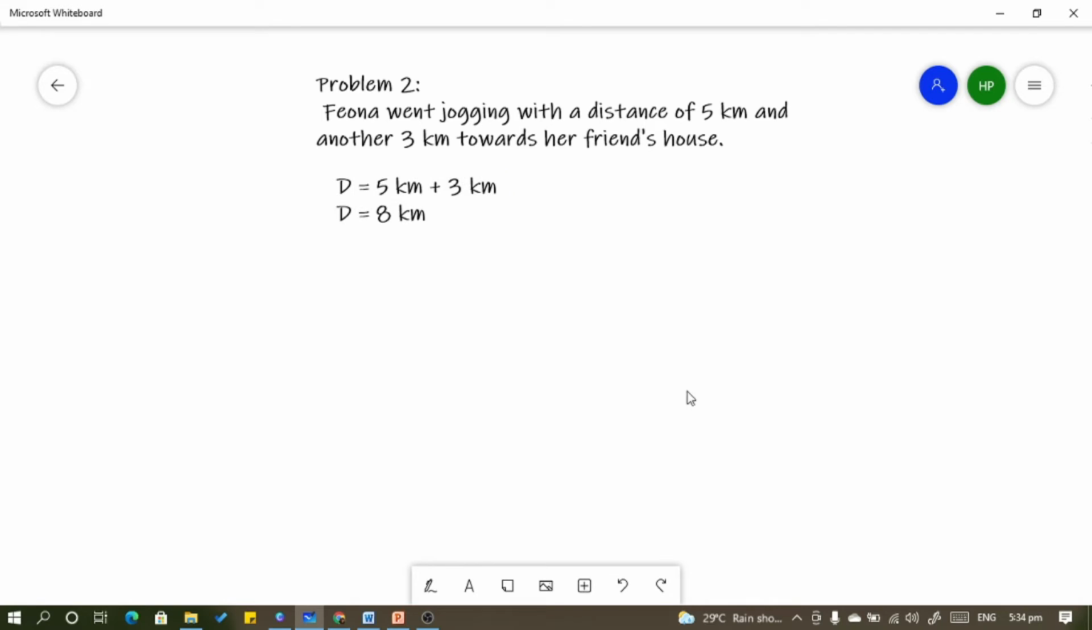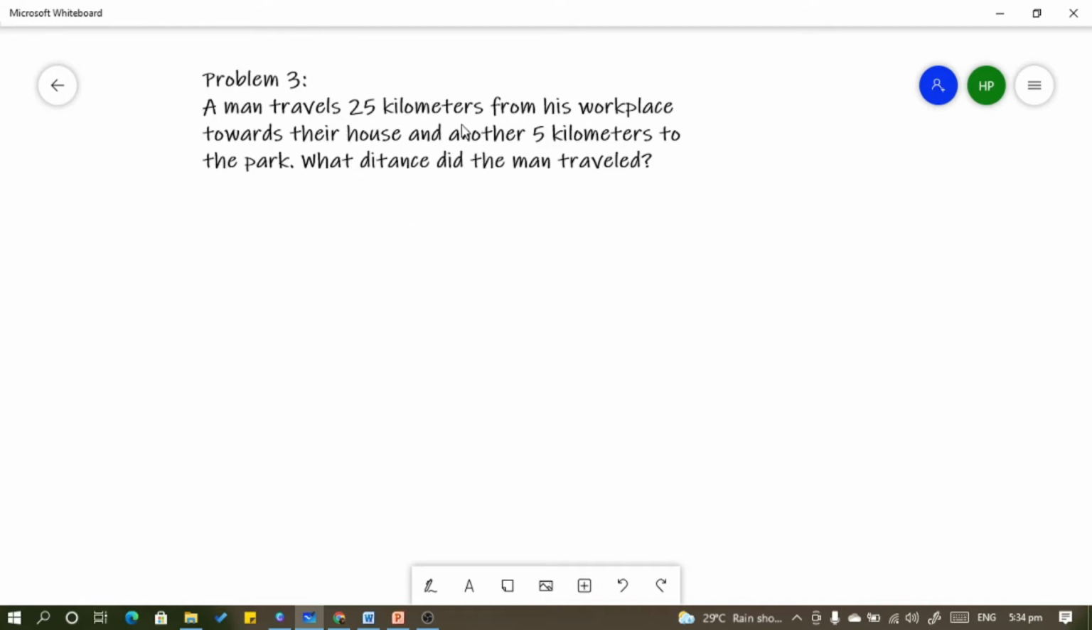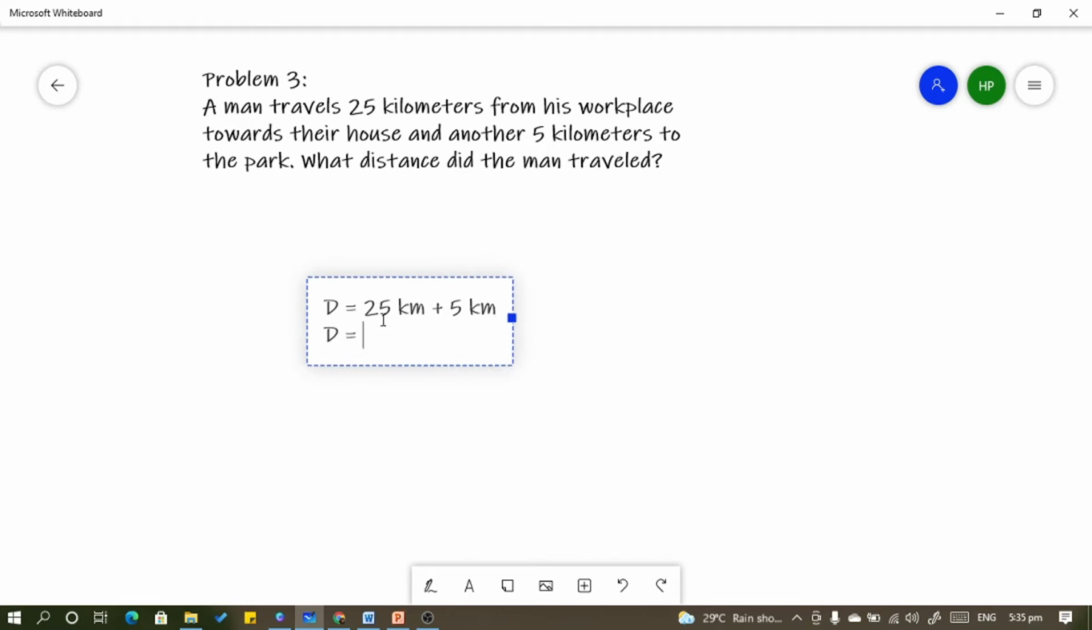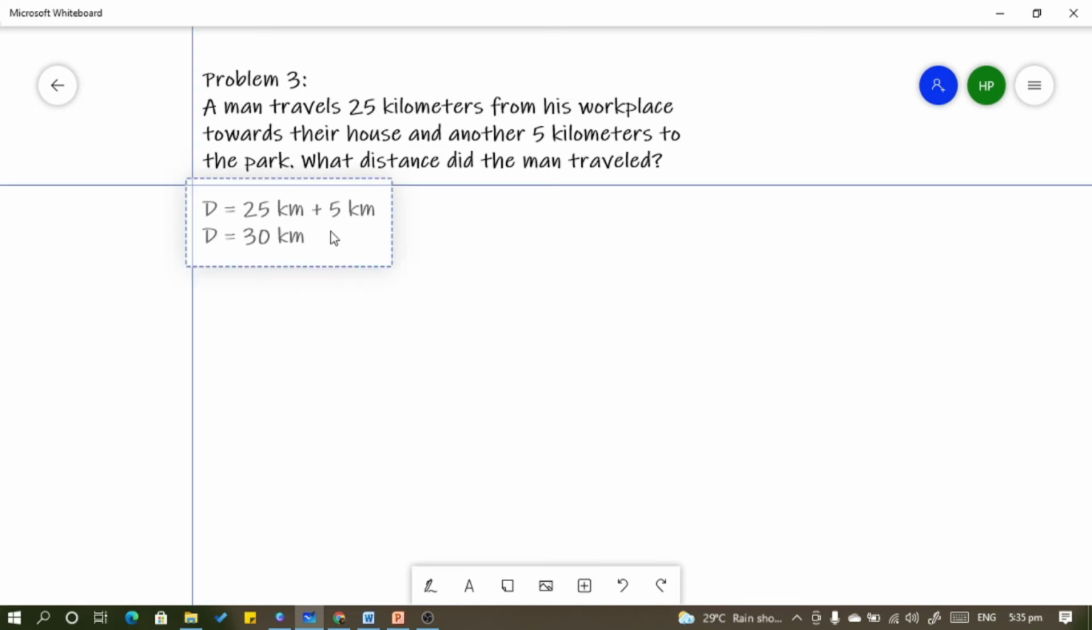Then lastly, we have the last one for the distance. A man travels 25 kilometers from his workplace towards their house and another 5 kilometers to the park. What distance did the man travel? So let's calculate. We're just going to add everything when we talk about distance. So 25 kilometers plus 5 kilometers is equal to 30 kilometers. So the man traveled 30 kilometers in total.